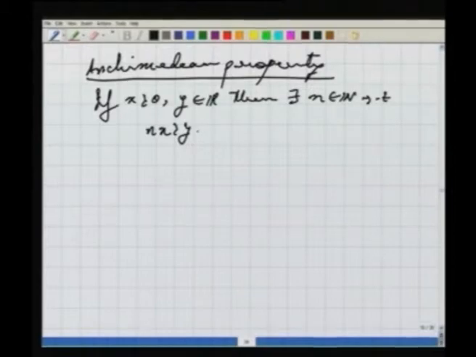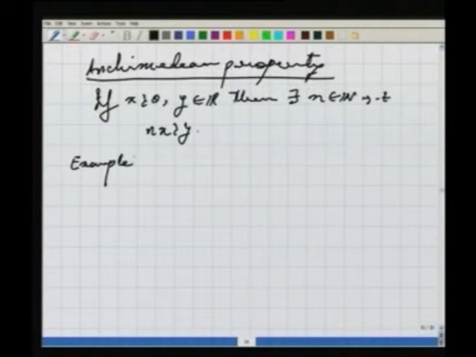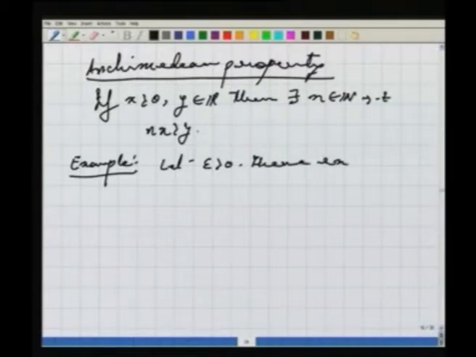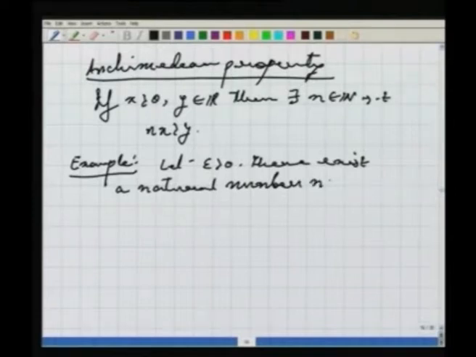Well, let me show another application of this. Let epsilon be any positive real number. Then I say there exists a natural number n such that 1 by n is strictly less than epsilon.